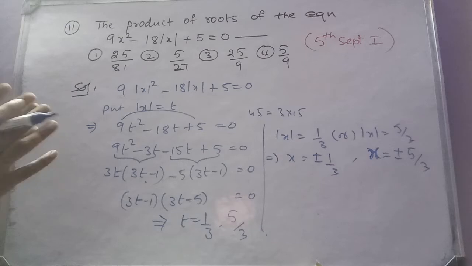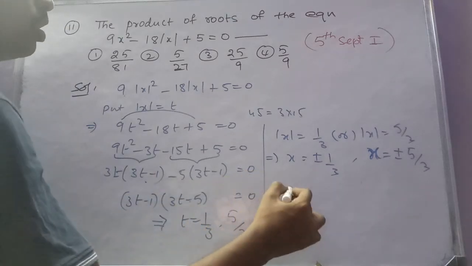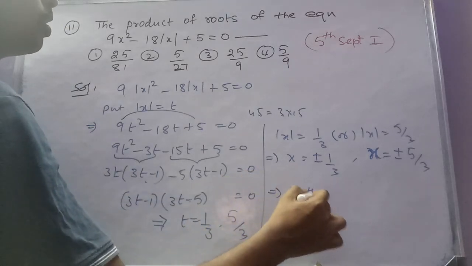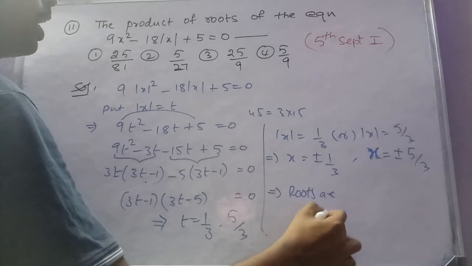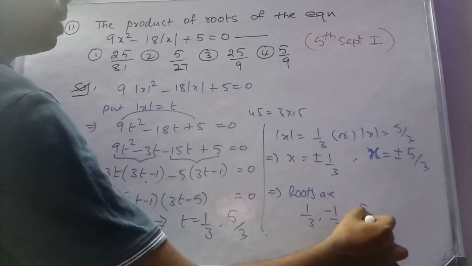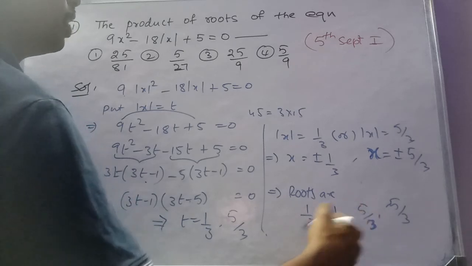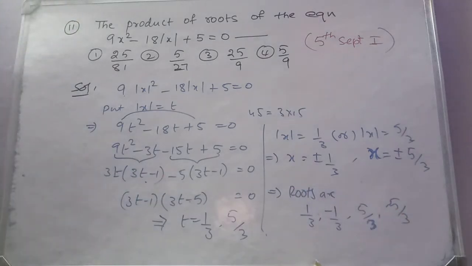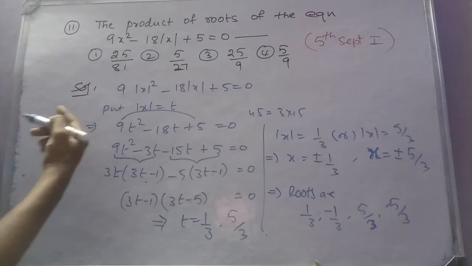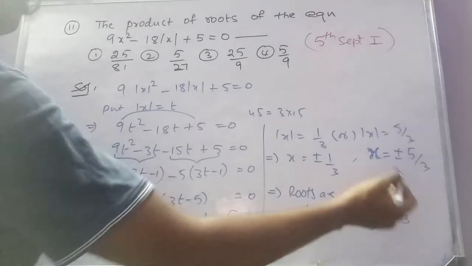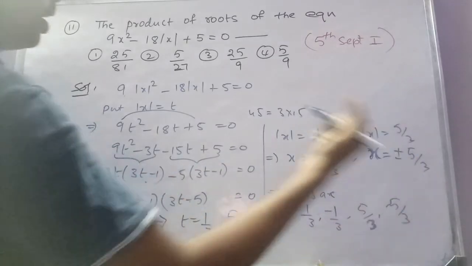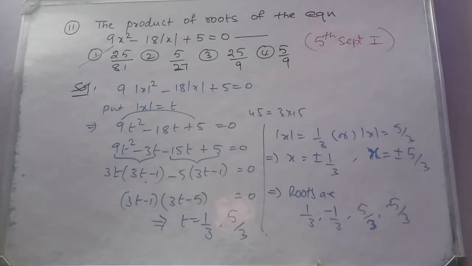Therefore there are 4 roots. Who are the 4 roots? The roots are 1 by 3, minus 1 by 3, 5 by 3, minus 5 by 3. And anyhow they are asking us to take the product of the 4 roots. So if you multiply the 4 roots, what do you get? The product of the numerator is 25, the product of the denominator is 81. So it is option 1. Very easy question, right?